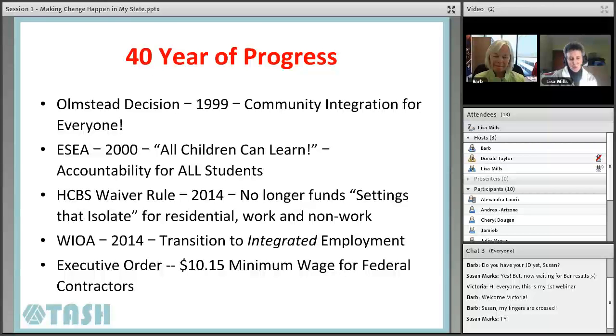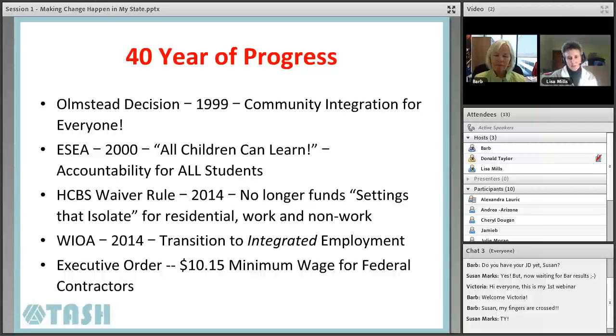WIOA is the Workforce Innovation and Opportunity Act. This is the reauthorization of the Workforce Investment Act that I talked about on the previous slide. So it was long overdue. It was passed in 2014 and signed into law in that year. This reauthorizes the workforce investment system, and it also reauthorizes all state VR agencies. So this is the new federal law for both of those systems.